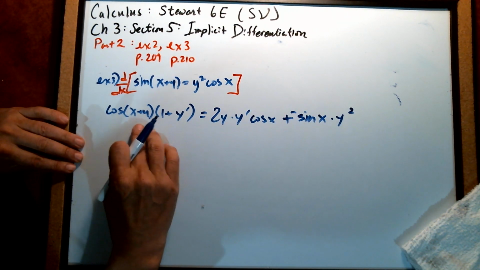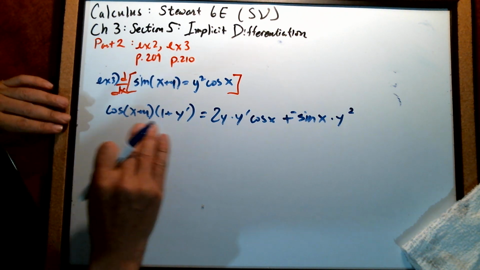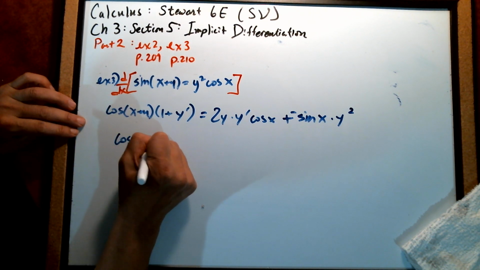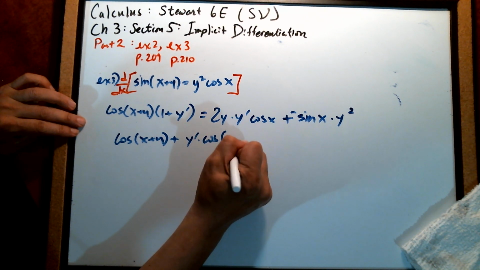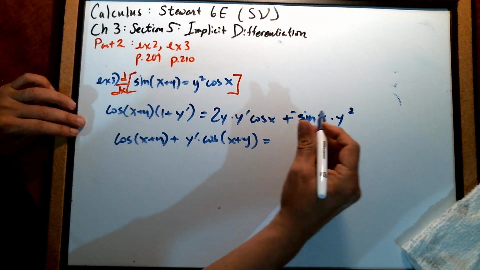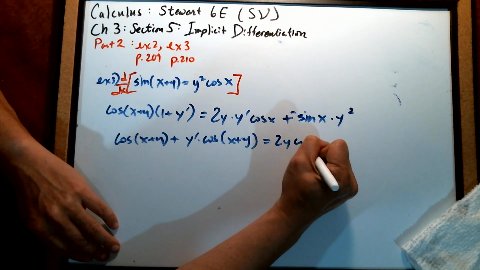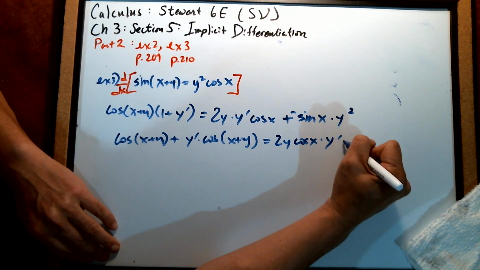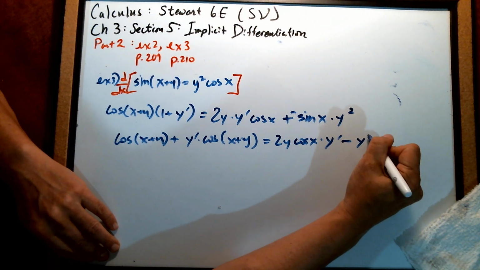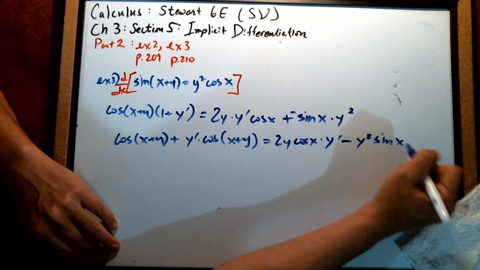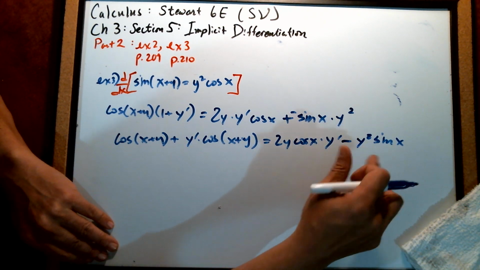Excuse me. I'm going to distribute this out. I have to distribute to get the y prime by itself somehow. So I end up with cosine of x plus y plus y prime times cosine of x plus y equals 2y cosine of x times y prime minus, there's a plus and a minus, I made minus, y squared times the sine of x. I'm going to move this term to the left side, and I'm going to move this term to the right side.